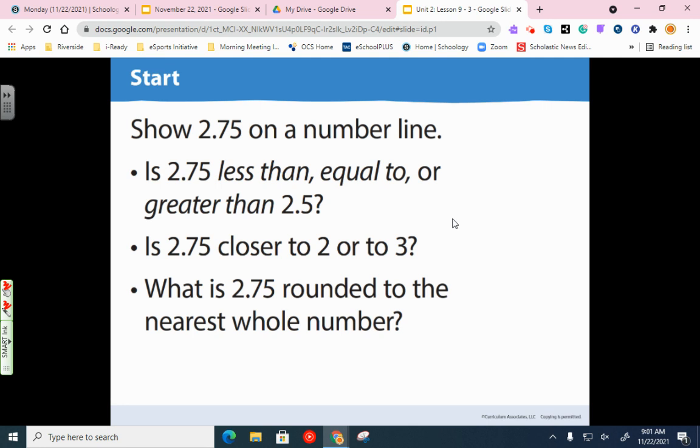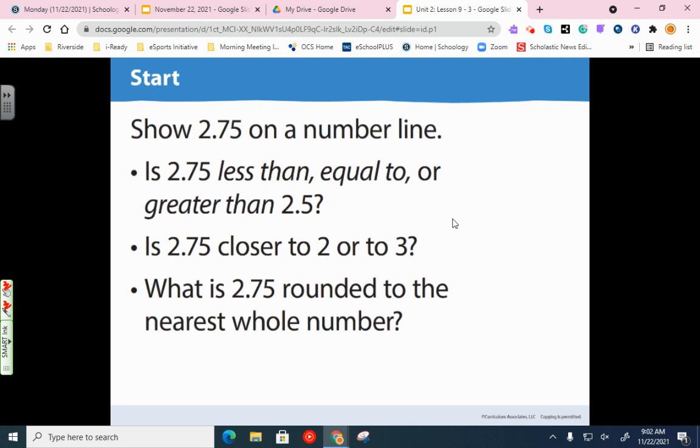And that way you can kind of visually see which number it's closer to if you're going to be rounding to a certain number. And this one, it wants you to put 2 and 75 hundredths on a number line and then answer these questions. Is it less than, equal to, or greater than 2.5? Is it closer to 2 or 3? And what is that number rounded to the nearest whole number?